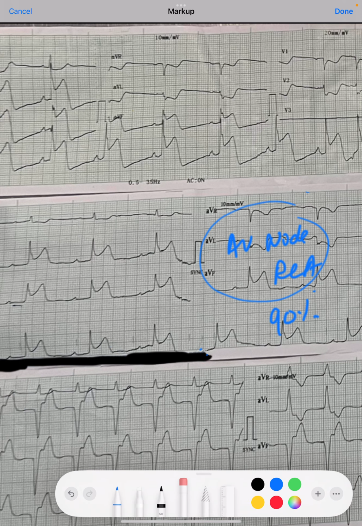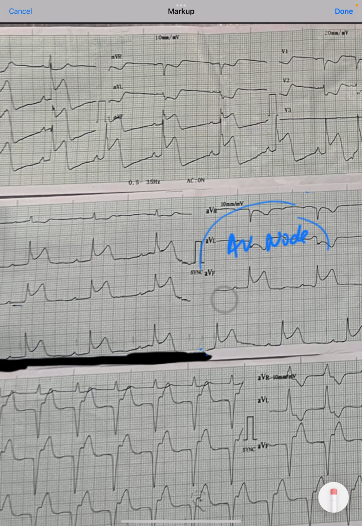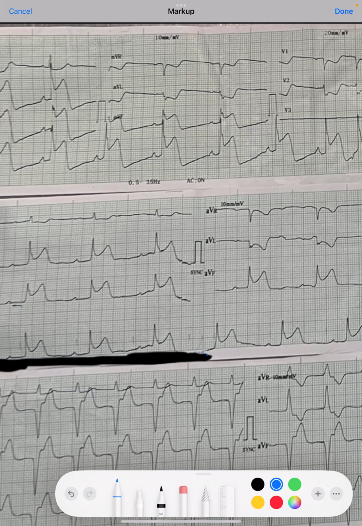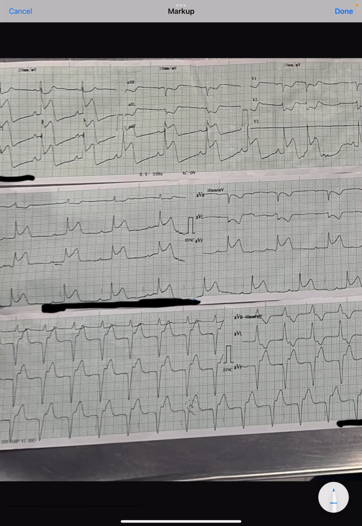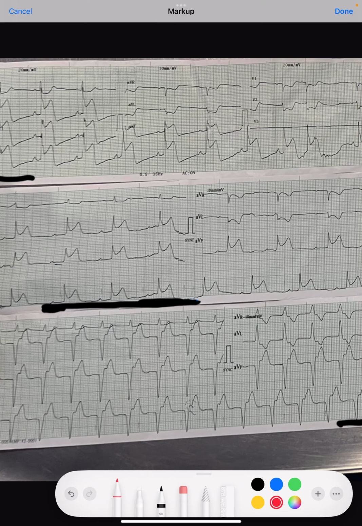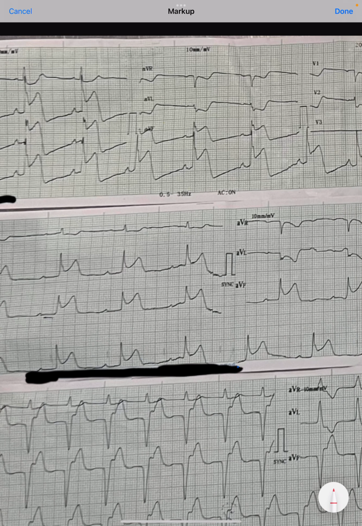So in inferior wall MI, the RCA is damaged, the RCA is blocked. That is the reason why the AV node doesn't get supplied. That is the reason why the patient may develop first degree as well as complete heart block. So in here, what we can see is that this PR is normal, that is, it is less than 0.20 seconds.